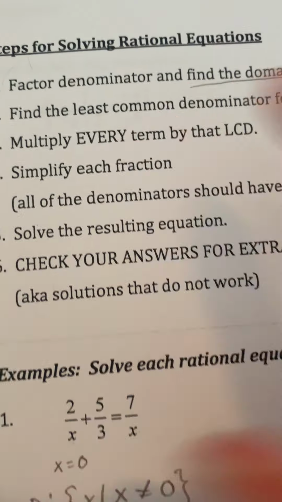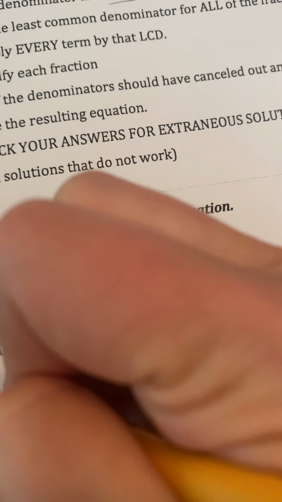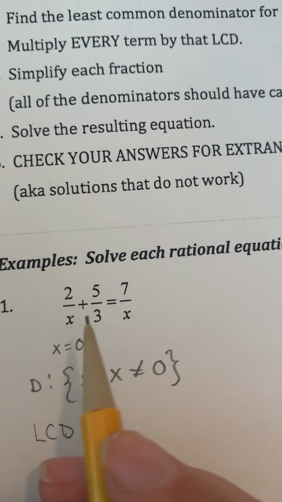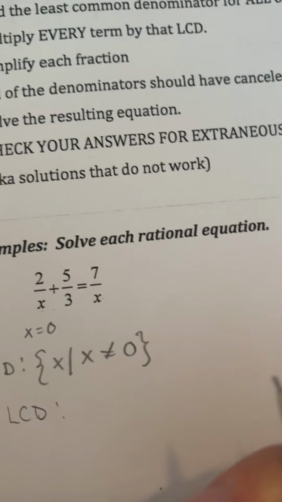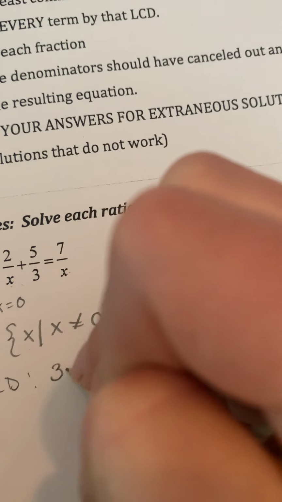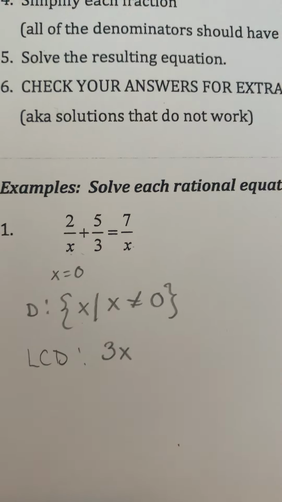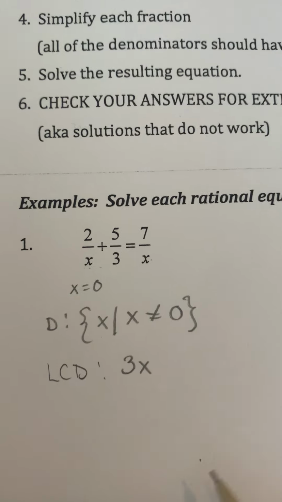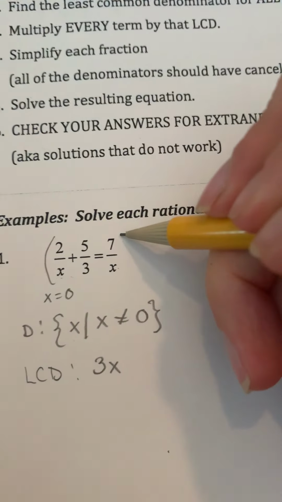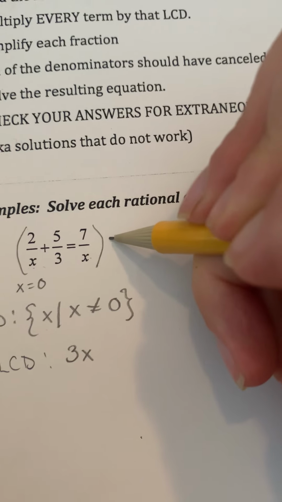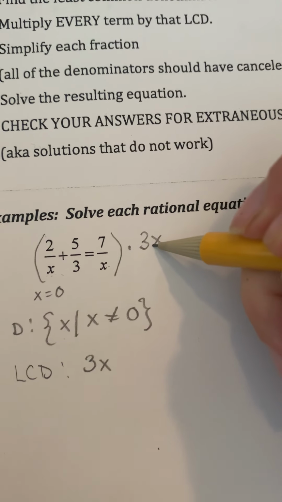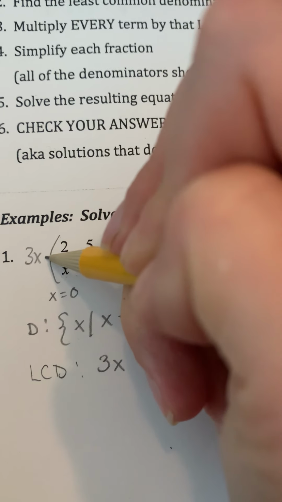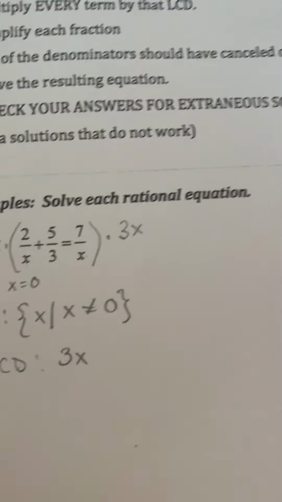Now we're going to find our LCD. So the LCD is made up of our factors in our denominator. The x shows up twice, so we only need it once. So our LCD is 3x. Once I find that LCD, we're going to multiply every term by that LCD. So I'm going to take that equation I had and we're going to multiply by the LCD. Now everything is going to get it, so you can multiply it on both sides if you want to, or just remember to distribute it to everything.